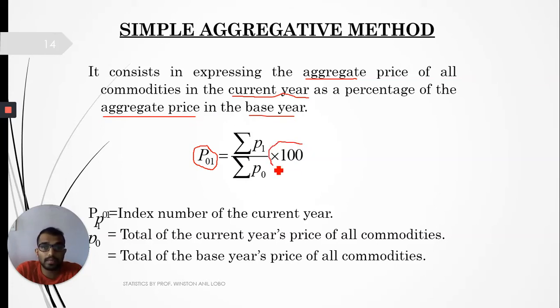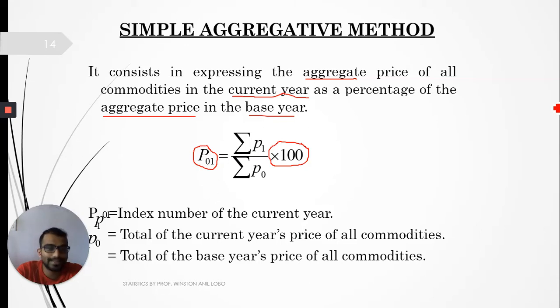Students, remember one important thing here. In index numbers, every formula that you work out, you need to multiply by 100. Can you tell me why, students? Recall a little bit of theory.